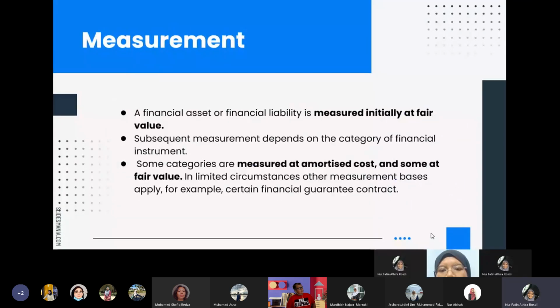Next is measurement. A financial asset or financial liability is measured initially at fair value. Subsequent measurement depends on the category of financial instrument. Some categories are measured at amortized cost and some at fair value. In limited circumstances, other measurement bases apply, for example, certain financial guarantee contracts.